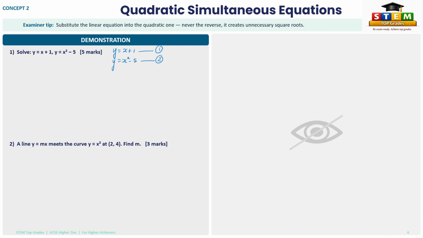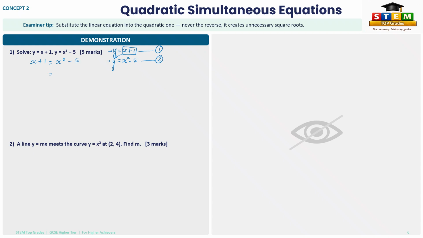What we need to do is replace this y by this y. So this x plus 1 is actually taking the place of that y. Essentially, we are saying equation 1 is the same as equation 2. We are just substituting the y by x plus 1. So that's your substitution into the quadratic equation. That becomes x plus 1 is equal to x squared minus 5.